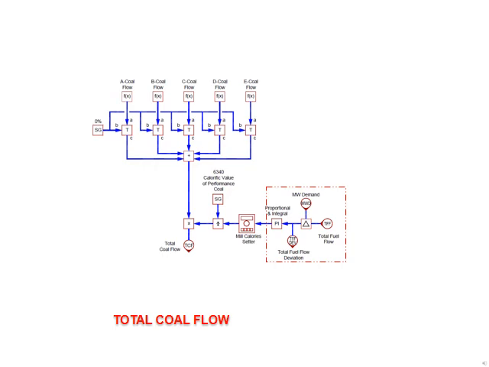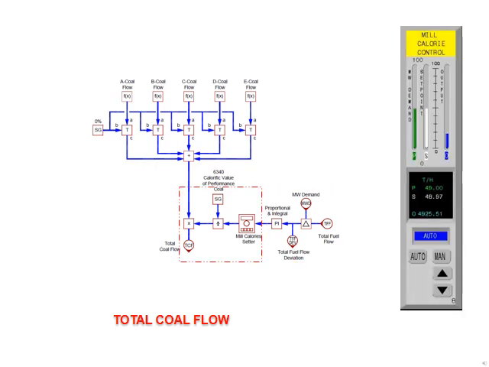This results in a total fuel flow deviation signal which is processed through a PI block in the mill calorie setter. A value of 6,340 calories per kilogram of coal is divided into the mill calorie setter signal. The resulting value is multiplied by the actual coal flow to give the total coal flow demand signal.